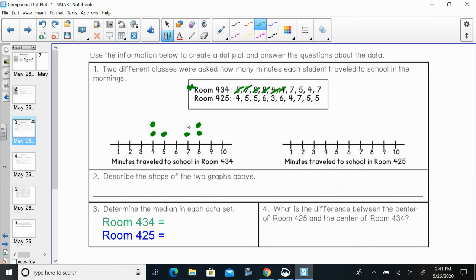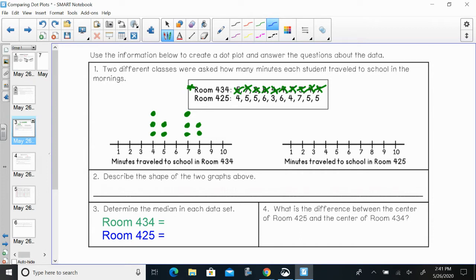I have a 7, a 5, a 4. So there's my third 4, and then another 7. All right. It's always a good idea to go back and count your data points. So I've got 1, 2, 3, 4, 5, 6, 7, 8, 9, 10 pieces of data. And then up here, I've got 1, 2, 3, 4, 5, 6, 7, 8, 9, 10 pieces of data. That way you know you didn't skip anything.